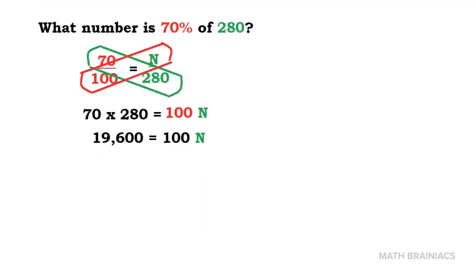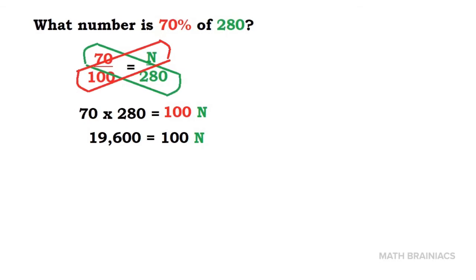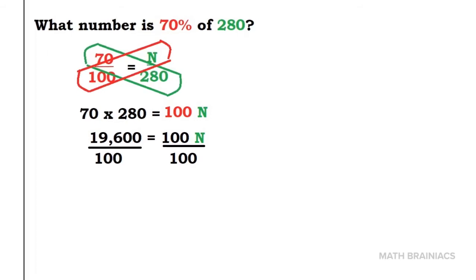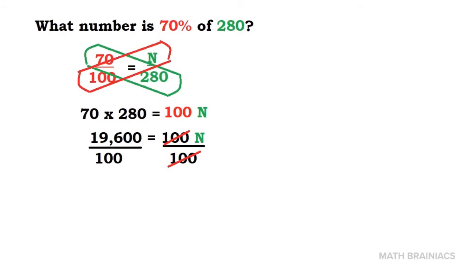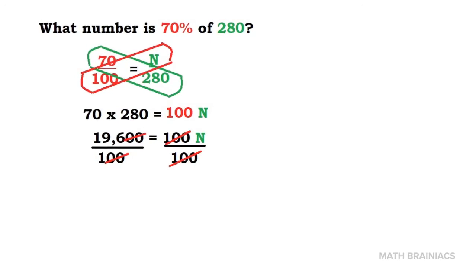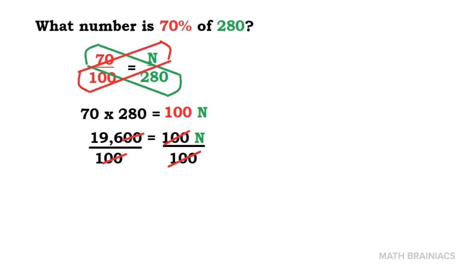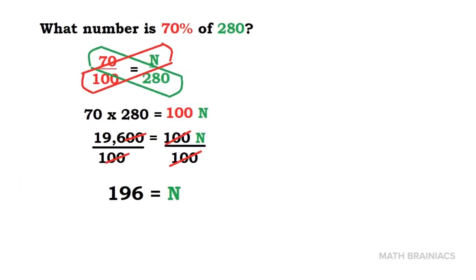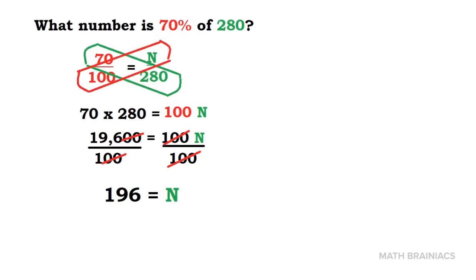Simplifying the equation, 70 times 280 will give us 19,600. This is equal to 100 times n. Dividing both sides by 100 to eliminate 100 on the right side. Canceling out 100 on the right side, we can work on 19,600 divided by 100. We can still simplify our work on division, so we can cancel out 2 zeros on the numerator and denominator on the left side. Therefore, it will give us 196 divided by 1. Accordingly, n will give us 196. 70% of 280 is 196.